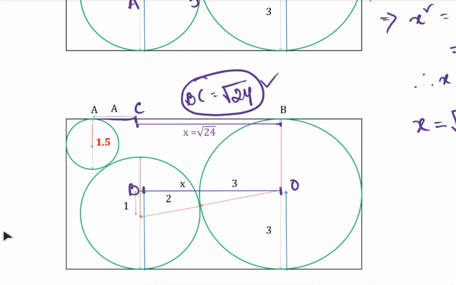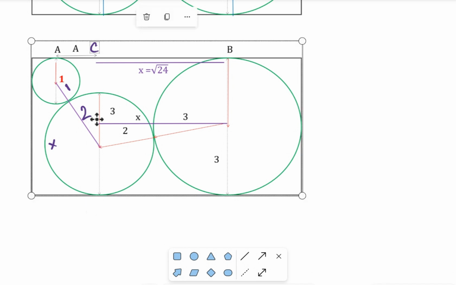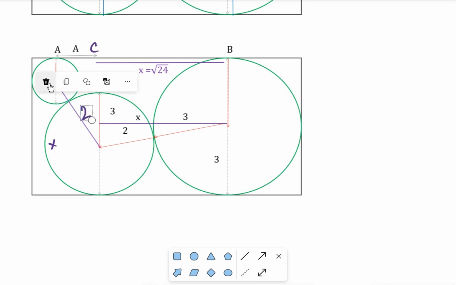Now let's redraw another picture. Now it's time to add up this line, the center of the middle circle to the smaller one. And here a very important thing to understand is the circle radius. So this circle radius is 2, right? And this one is 1. So altogether the length will be 3, right? So this length is 3.